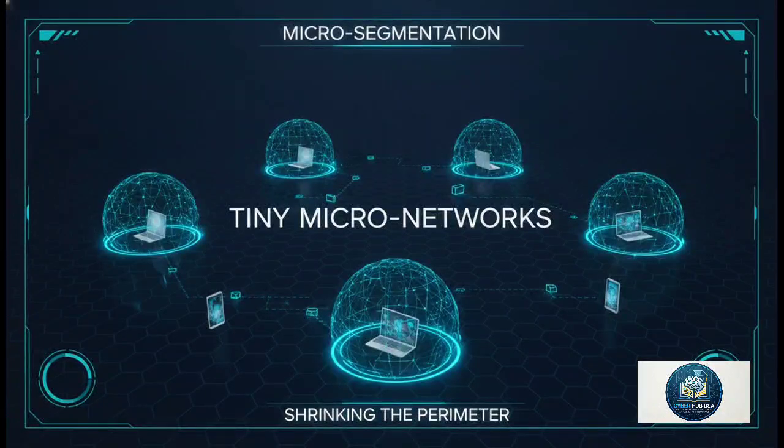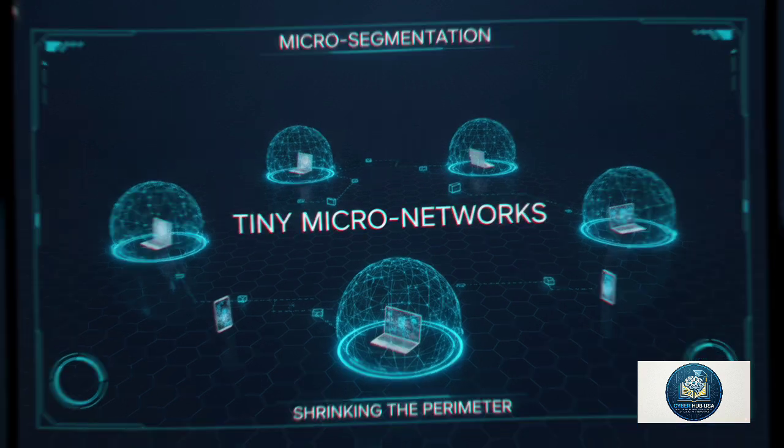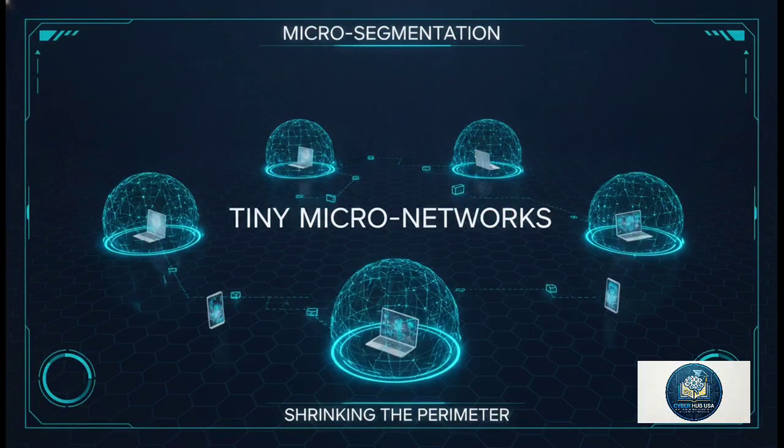And this cloud-first evolution allows us to achieve something incredible: extreme microsegmentation. Instead of relying on these giant static DMZ zones, we can dynamically spin up tiny, highly controlled micronetworks around individual users and applications. We are basically shrinking the perimeter down to the absolute smallest possible size, vastly improving our agility to isolate threats. It is a total game changer.